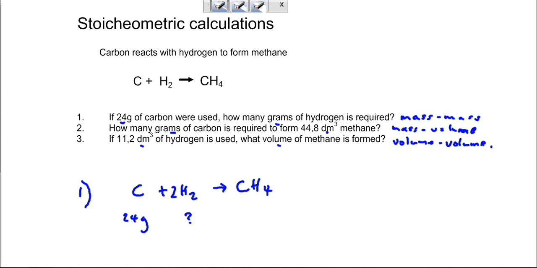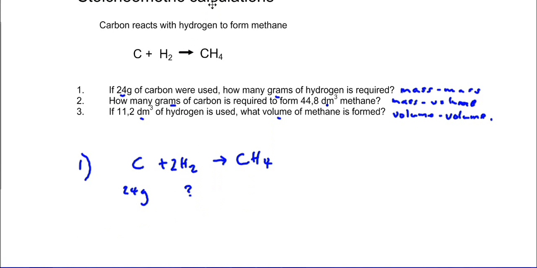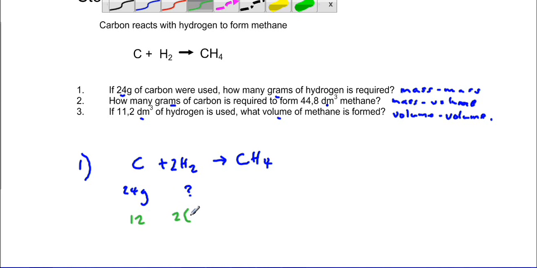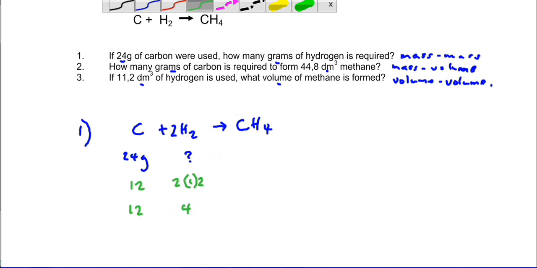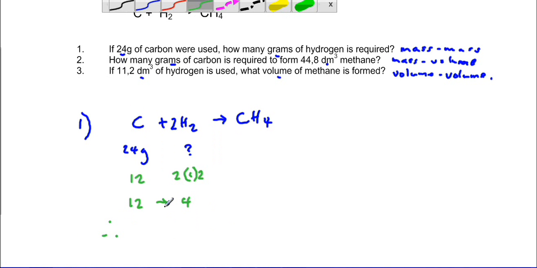So those are the relevant parts. It's important to identify the relevant parts. If 24 grams of carbon was used, how many grams of hydrogen is required? Now, when we're doing the shortcut using the mass method, we go to the periodic table. And from the periodic table, we see that 12 grams of carbon will always require, now here you need the balancing numbers. The mass of carbon is 12, and you've got 2 times 1 hydrogen, that's times by 2. So we can say 12 grams of carbon will always require 4 grams of hydrogen in order for them to react completely. So therefore, in our case, 12 grams of carbon will always require 4 grams of hydrogen.